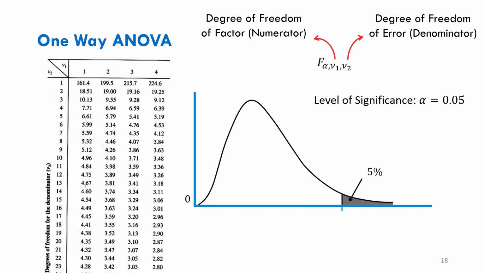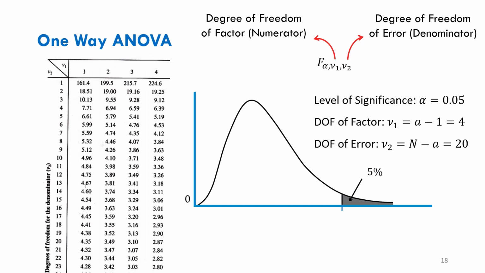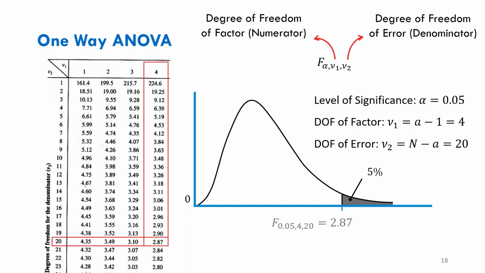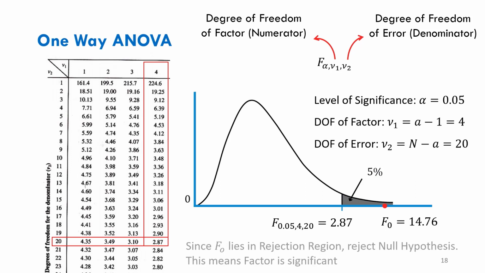So now taking alpha as 5%, which is 0.05, degree of freedom of factor nu1 equals 4, and degree of freedom of error 20. From the chart of F value with alpha 0.05, we can find the value of F critical. So here it is found to be 2.87. However, F naught is 14.76, which means that it lies in the rejection region. So our null hypothesis is failed. So we will reject the null hypothesis and conclude that the factor is significant.